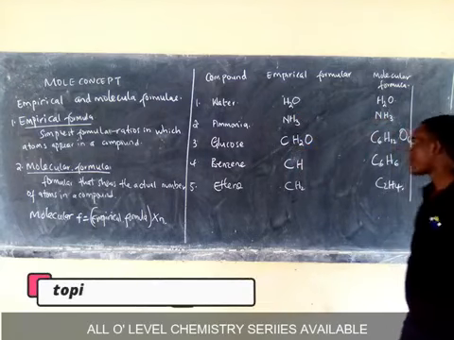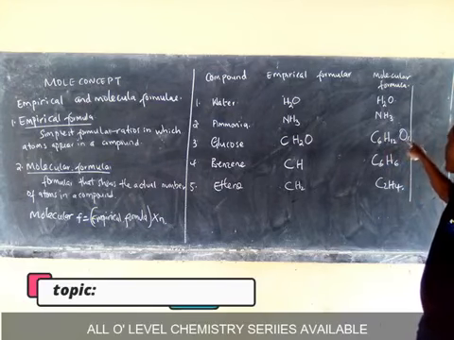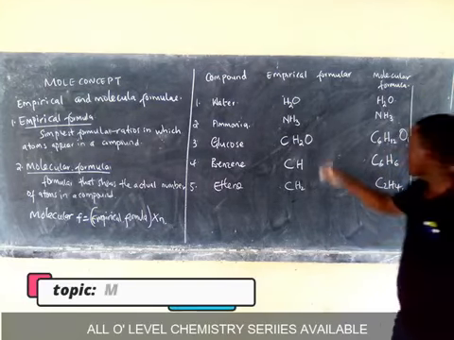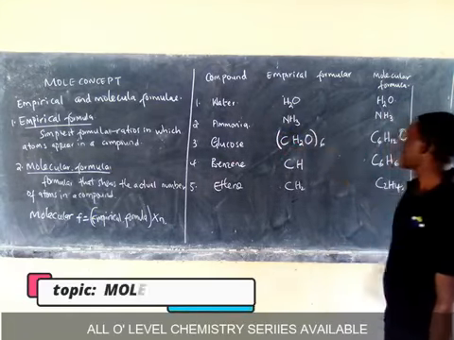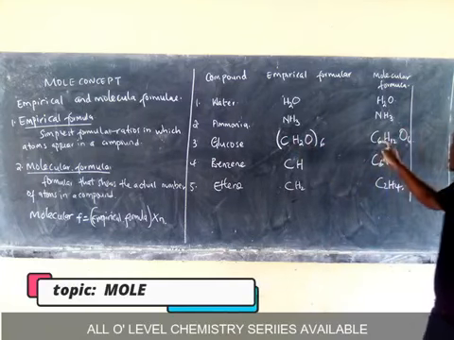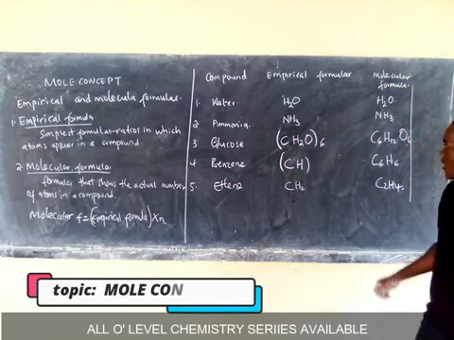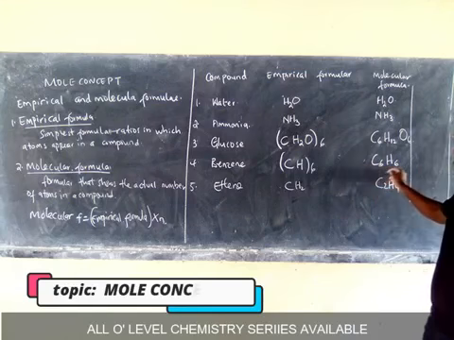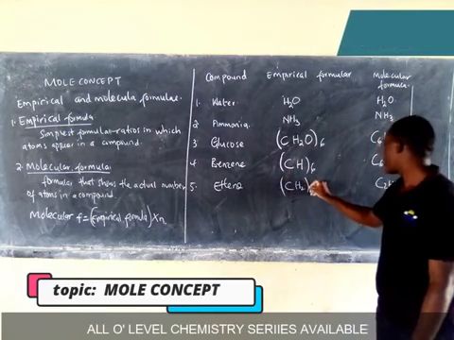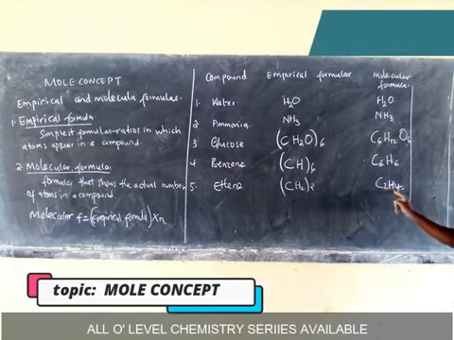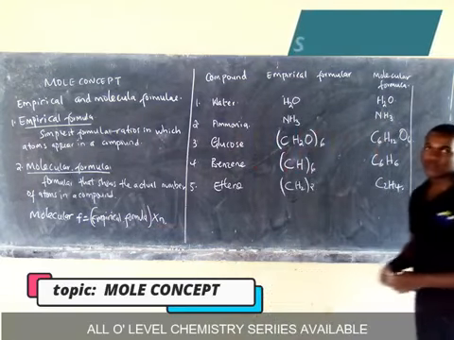If you look at glucose, the empirical formula is CH2O. Molecular formula is C6H12O6. That means the value of n here was simply 6. When we multiply 6 into the brackets here, we get C6H12O6. Here also in benzene, the value of n was 6. Multiply 6 to get the molecular formula for benzene. And lastly, the value of n here was 2. Multiply 2 to get C2H4. So we simply get the molecular formula from the empirical formula.